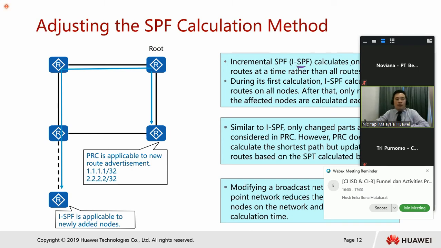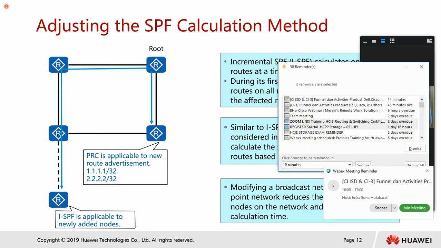Okay, calculate only the changed route at a time rather than all routes. So only the changed route. During the first calculation, I'm doing all the routes at a time. I was doing all the nodes. After that, only routes on the affected node will be calculated each time. So for the first, I need to do all nodes. That is the ISPF.